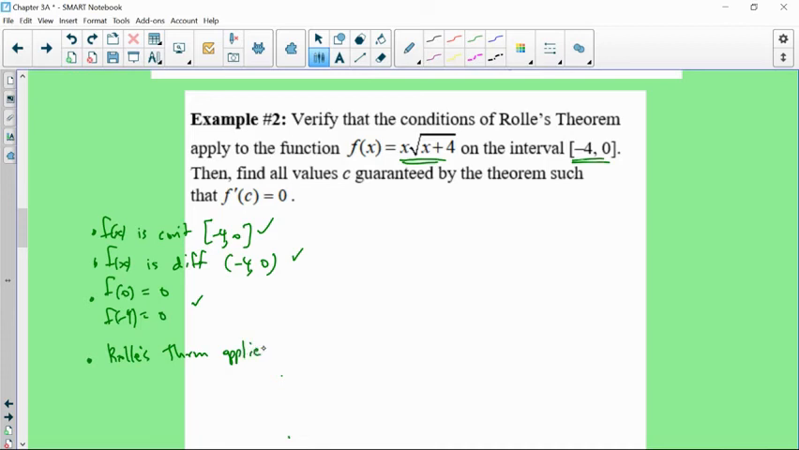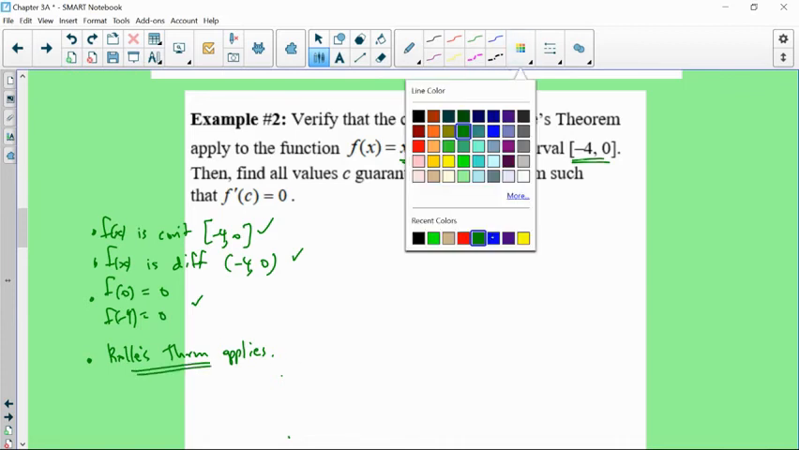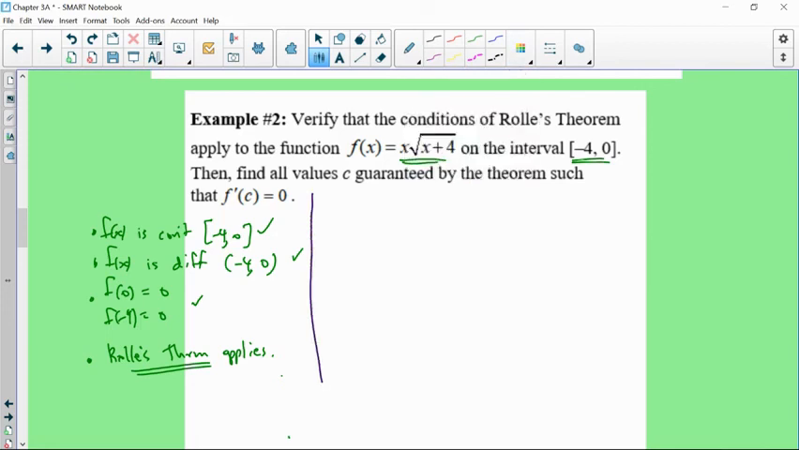Now, again, all that tells me is that somewhere between -4 and 0, there are values whose derivative is equal to 0. Right, that's exactly what Rolle's theorem says. So we need to find those values by setting the derivative equal to 0. So we set f prime of x equal to 0 and solve for x.